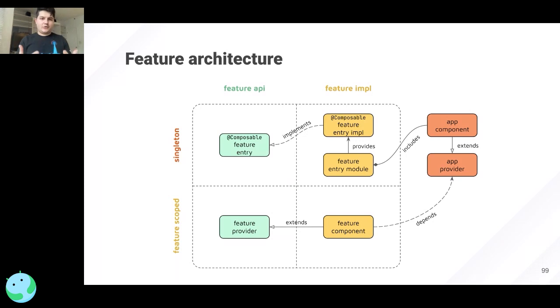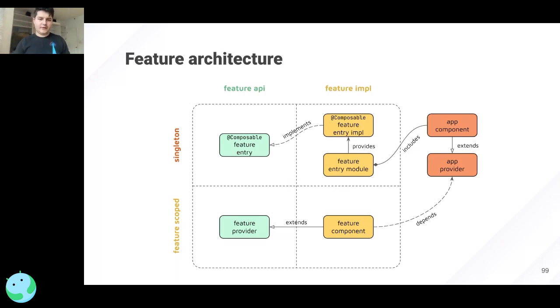Feature API has two purposes, right? First is to provide an abstract entry to the feature, which is an abstract composable function. And another is to define some dependency providers. For example, if any other feature depends on it and wants some dependencies and some classes from this feature, we can provide it in an abstract way. While the yellow bars here will just hold the implementation of all this stuff.